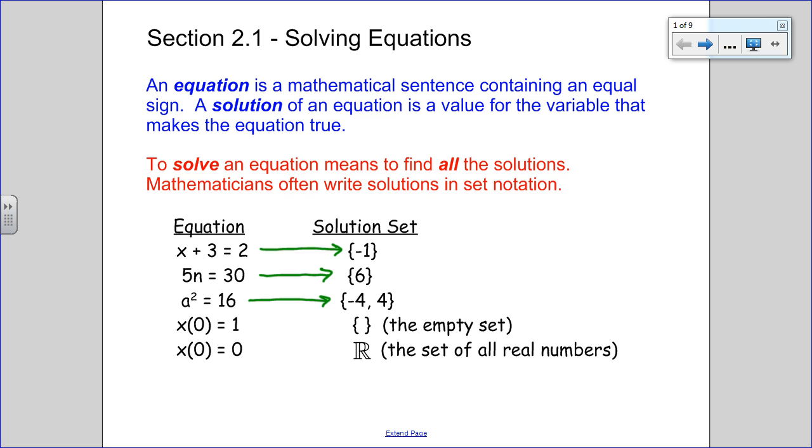The next equation, x times 0 equals 1, is an example of an equation having no solutions. There are no values of x that would make that equation true. Therefore, the solution set is called the empty set. Finally, the equation x times 0 equals 0 actually has an infinite number of solutions. Any real number times 0 equals 0. So the solution set for this equation is the set of all real numbers.